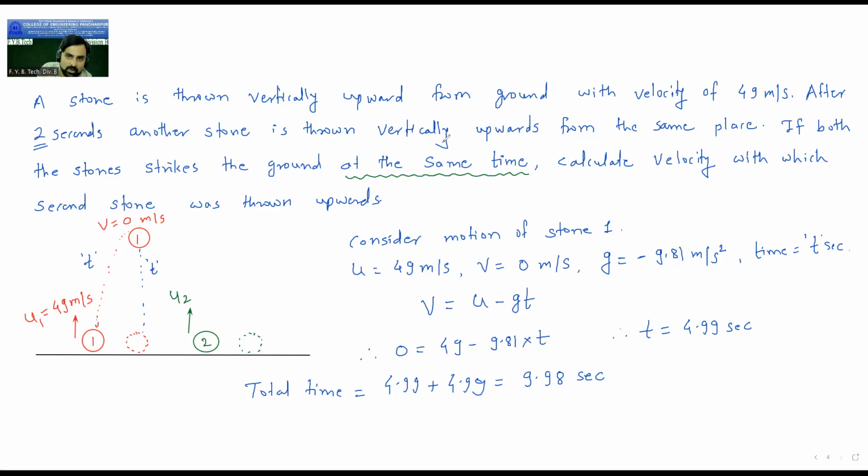Okay, then what is the time for the second stone if it is released after 2 seconds? It will be 9.98 minus 2.